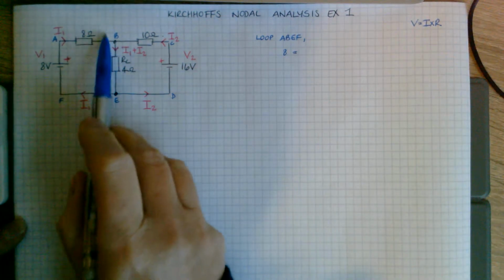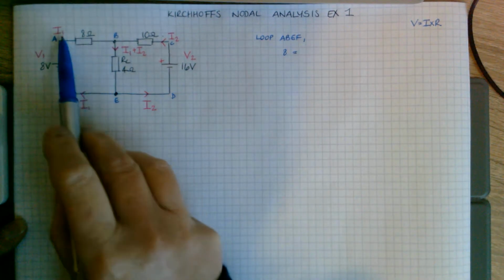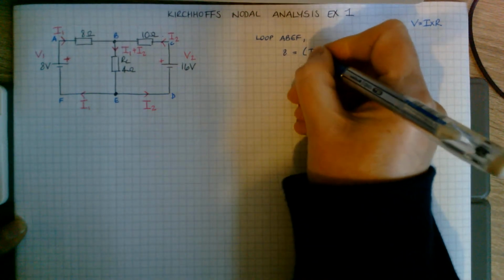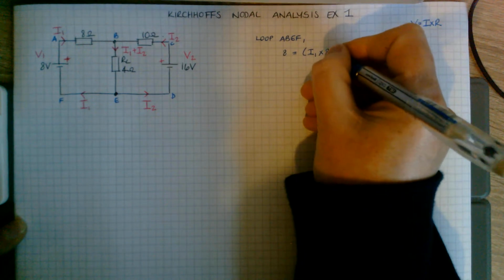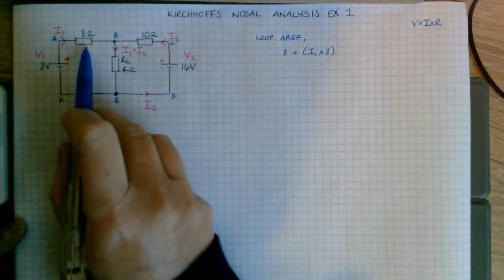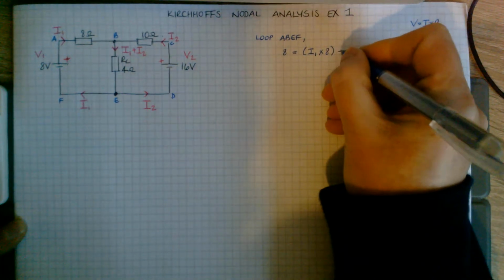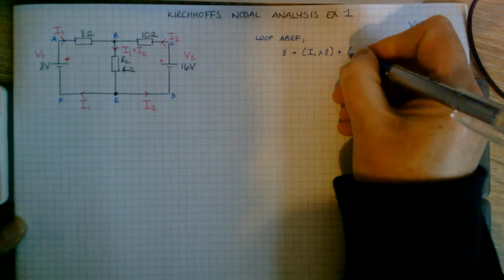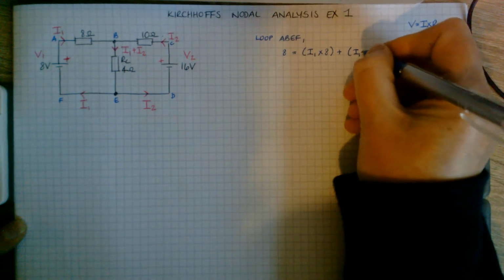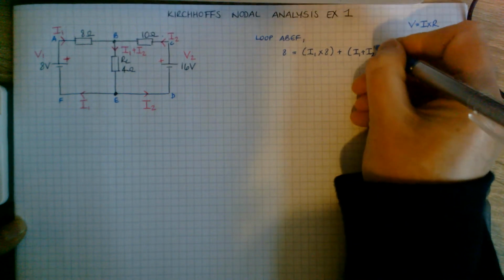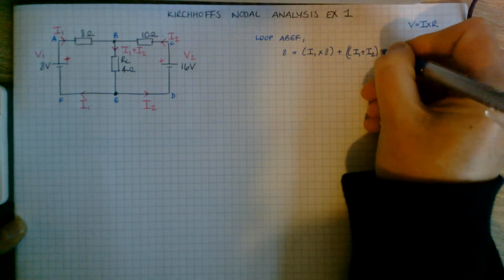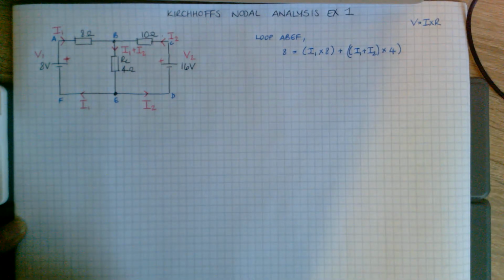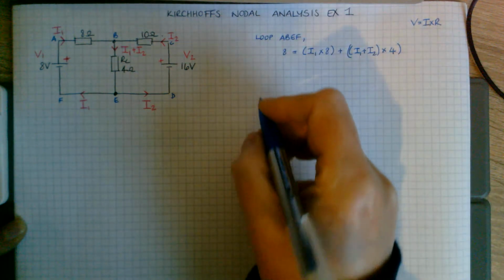So the voltage drop across this first resistor here would be I1 times that 8 ohms. So that's V equals I times R. For the second resistor in this closed loop, it would be I1 plus I2 times 4. And that would be that first loop. We're going to expand on that in a wee minute.